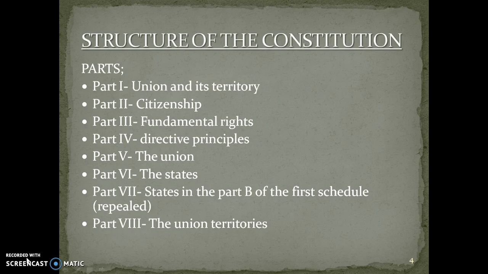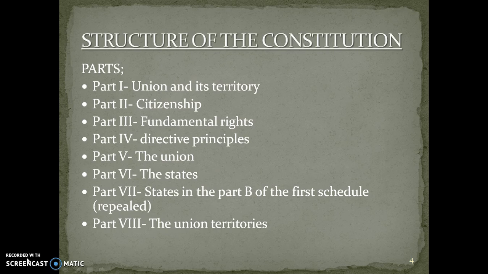If you want to study the structure of the Constitution, it is divided into parts. We have 22 parts. Among these, I would like to start with Part 1. It consists of the Union and its territory, the rights and duties of the Union and the Union territories. Likewise, we have different Union territories, like Daman, Goa, etc.